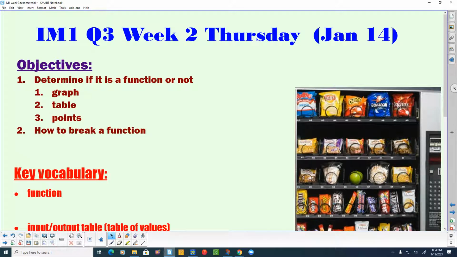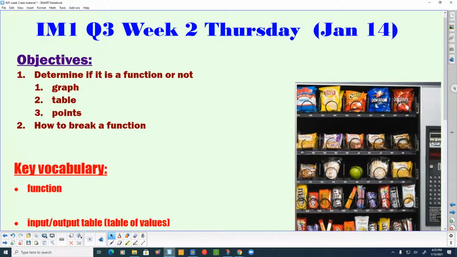The topic is functions. Our objectives, there's two objectives. One, determine whether something is a function or not, and when we're talking about it, it could be a graph, it could be a table, and it could be a set of points. The second thing is how to break a function, how to make it not function. So if I give you a function, can you break it?